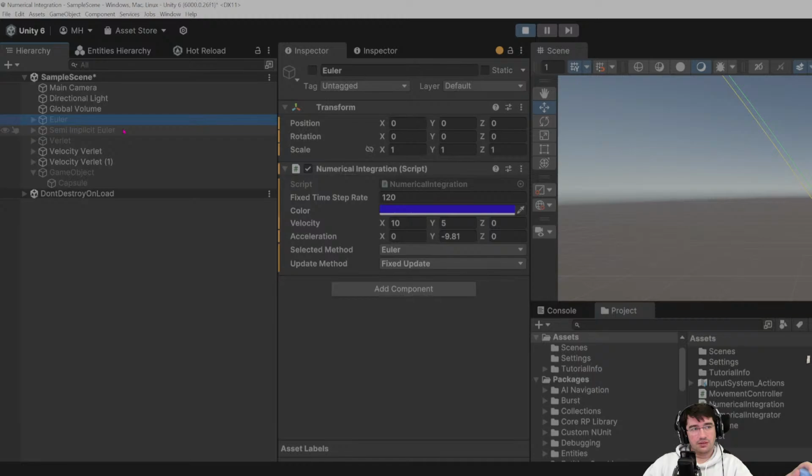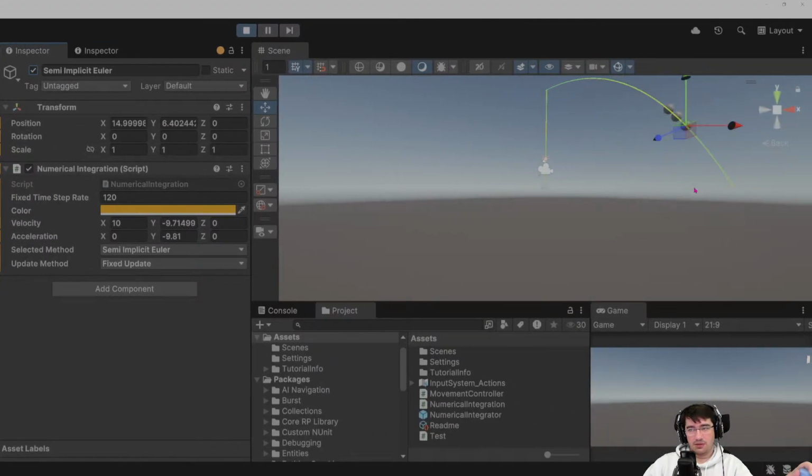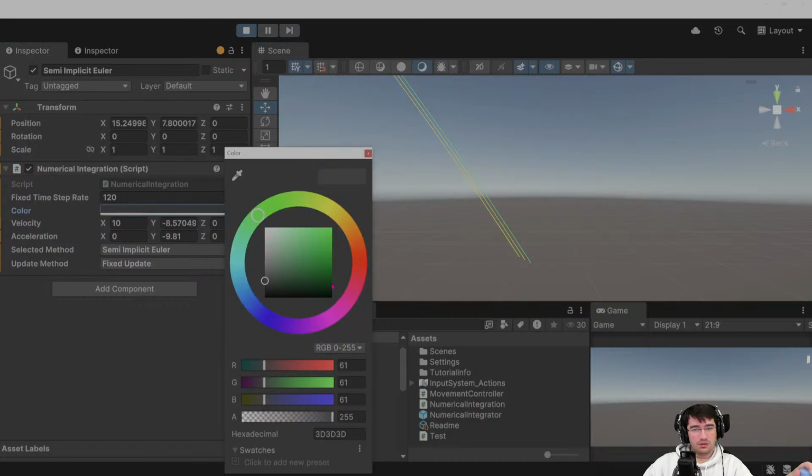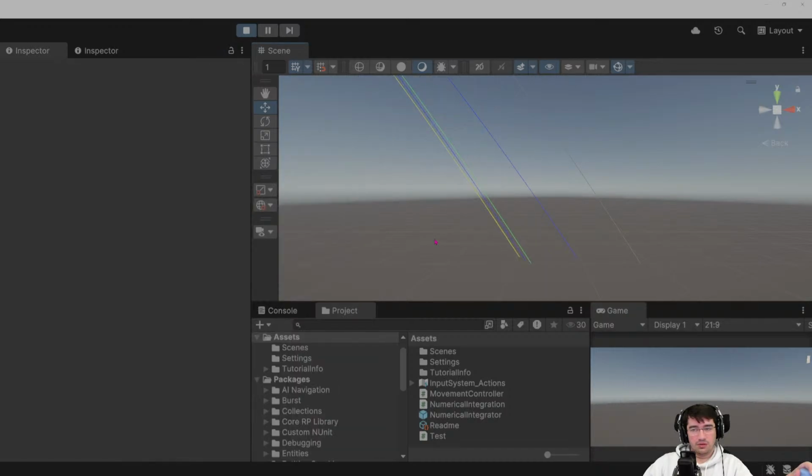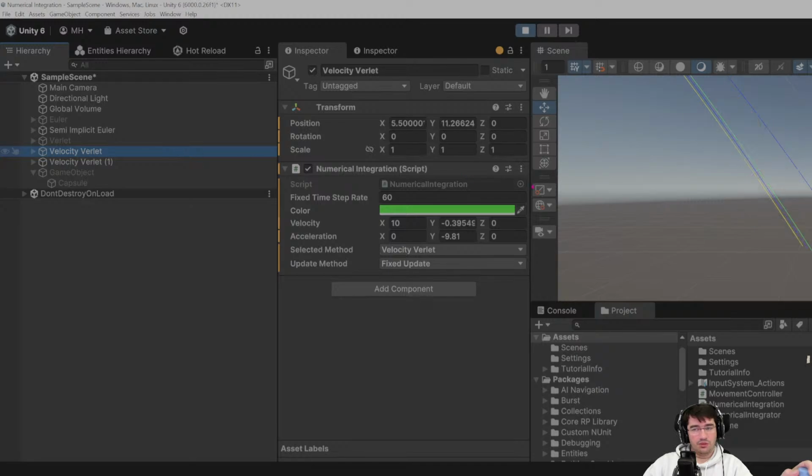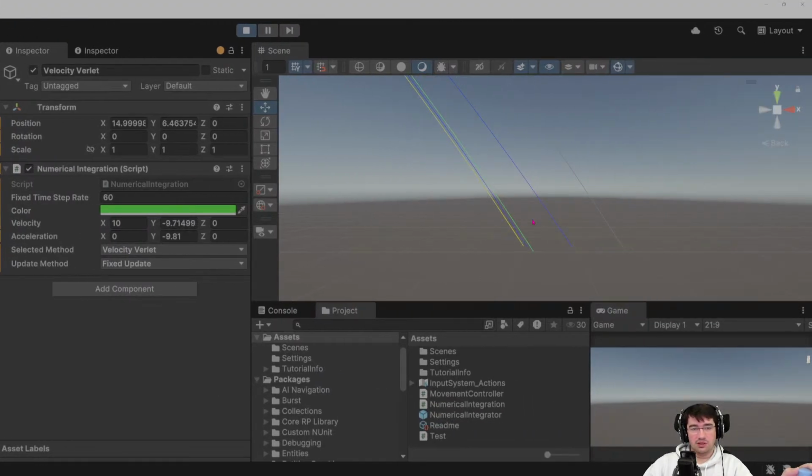Semi-implicit as again changed. I need to change the color because it's blue. Okay, so the blue and yellow one are the same. So actually I did recreate exactly the semi-implicit.